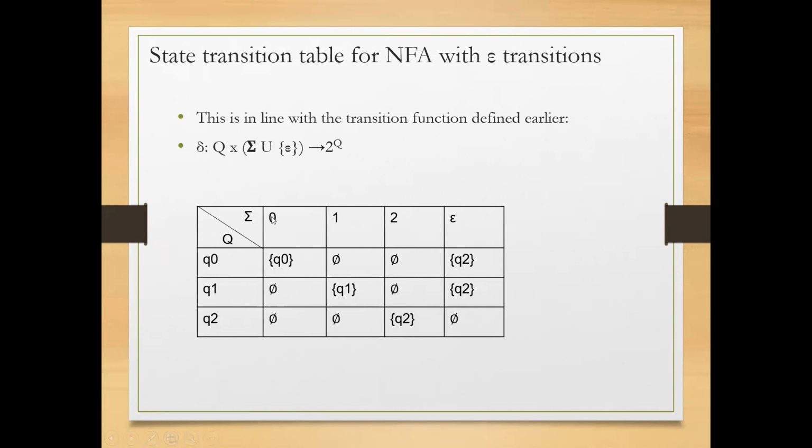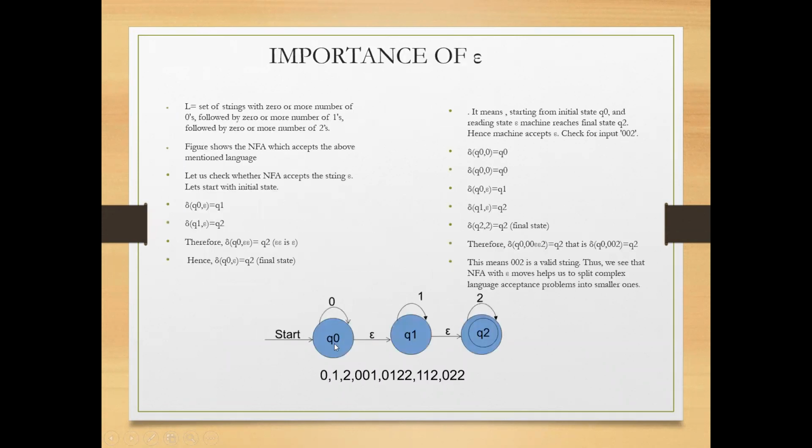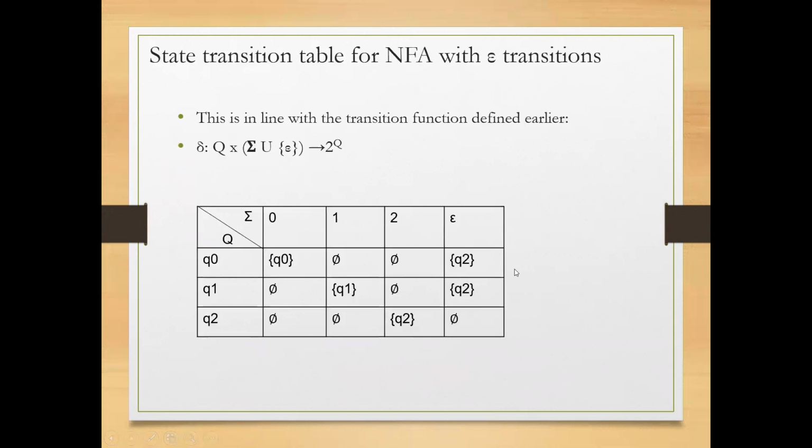So Q0 on getting input 0 can transit to Q0 and also to the Q2 final state. And on input 1 and 2, there is no transition. Q1 on getting input 0 has no transition because Q1 is not accepting 0. On 1, it is moving to Q1. There is no 2 as an input to Q1, so it is phi, and Q1 on getting epsilon moves to Q2. And Q2 has no input 0 or 1, and yes, there is an input 2 to Q2, and it transits to the same state. So this behavior of the NFA you can show in a state transition table like this.